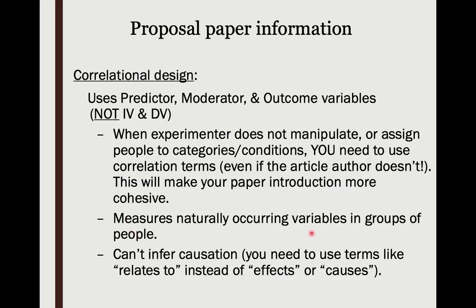This measures naturally occurring variables in groups of people. So if you're interested in proposing something that you cannot randomly assign, you have to do a correlational design. So for example, you cannot randomly assign people to have married parents. So that would have to be a correlational design. And you can't infer causation. So use "relates to" instead of effects or causes, for example.